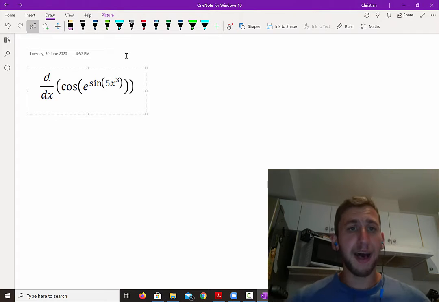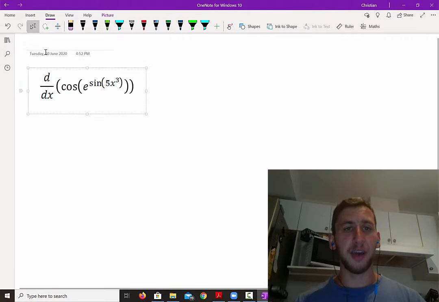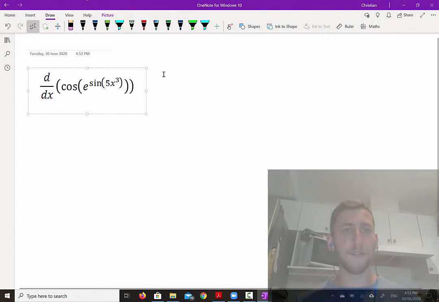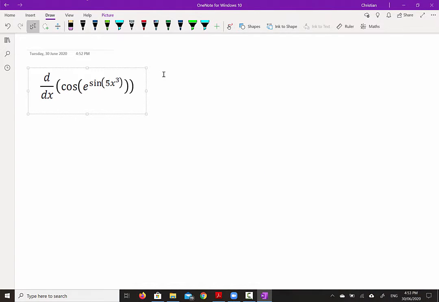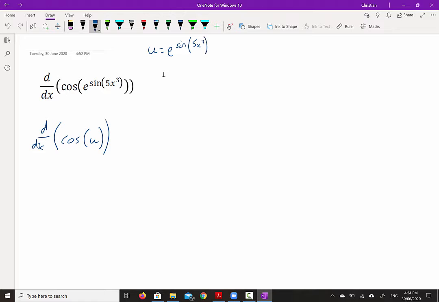Now, to actually break this problem apart, I'm going to take this one step at a time, and I'm going to start from the outside and work my way in. So the first thing I'm going to do is I'm going to rewrite this as the derivative of cos of u, where u is equal to e of sine of 5x cubed.